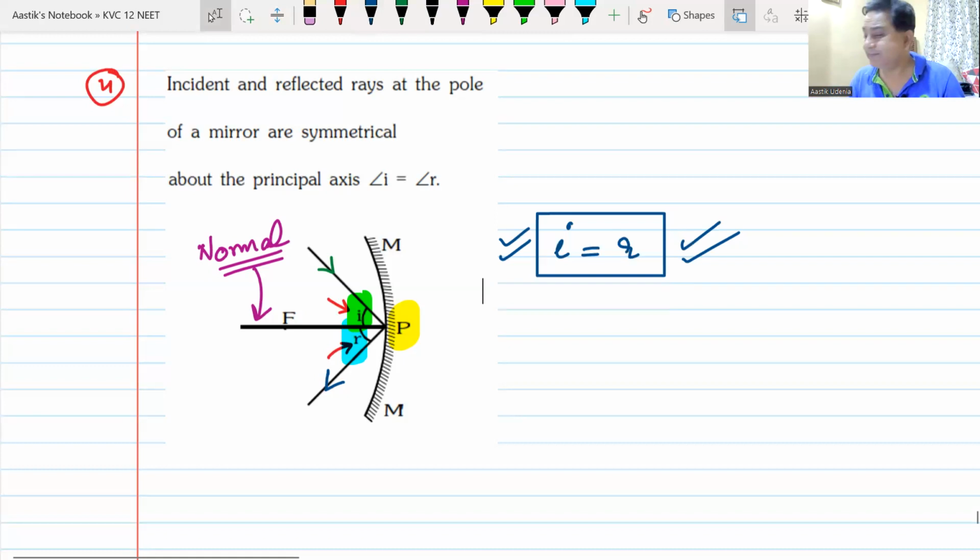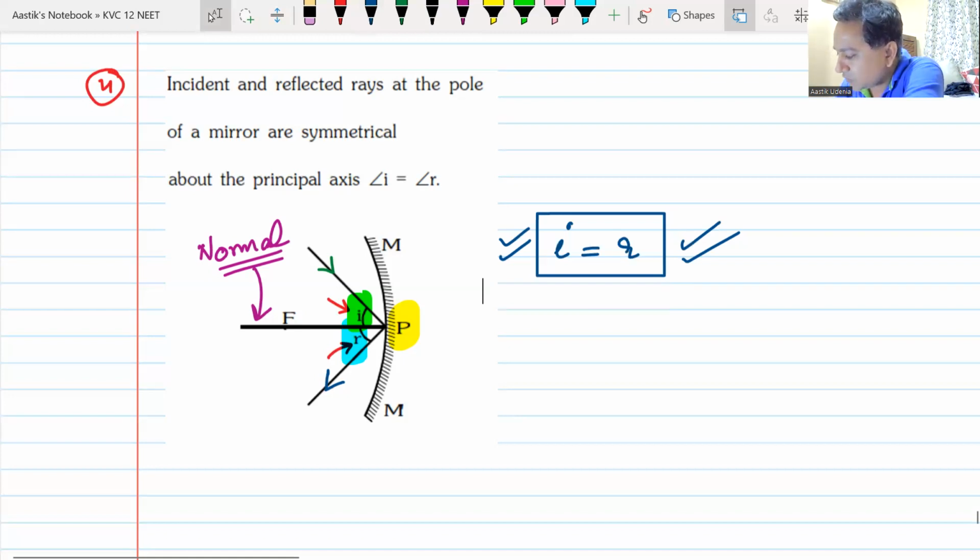Have you understood this concept of ray diagram, ray tracing? What are the rules for ray tracing? Yes or no? Shall I move on to the next point? Raised hands will give me more confidence that I can move on.